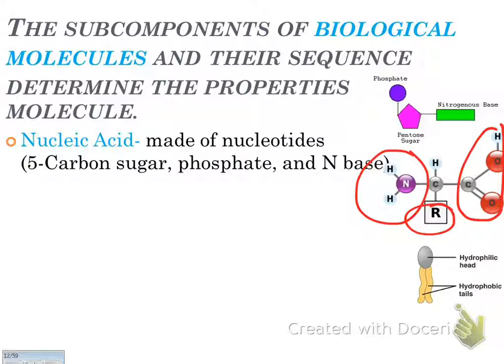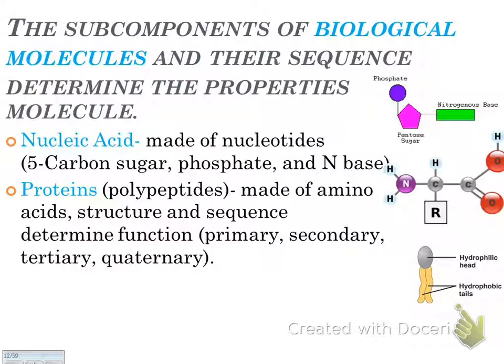What is the R group? Yeah, it's something that changes. The R group, there's 20 different ones, and it makes 20 different amino acids. For example, methionine. That's the amino acid that starts making a protein, right? That's the first one. Okay, so it says proteins, aka polypeptide. That's on your vocabulary list. Polypeptide. Proteins made up of amino acid structure and sequence determine function.